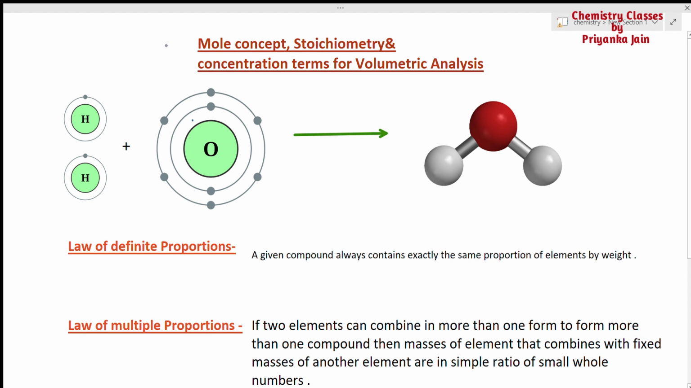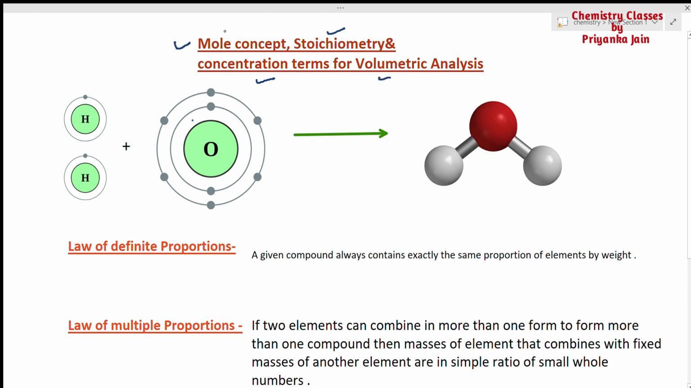Here we will give only all the vital topics that you need, and the numericals that I have taken from different exams. So see here, what do we have to study? We are studying the mole concept, the stoichiometry and the concentration terms that are all needed for volumetric analysis. Different types of questions you will see here.